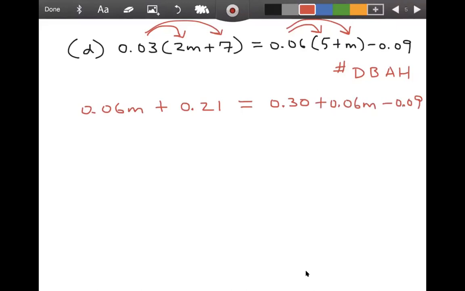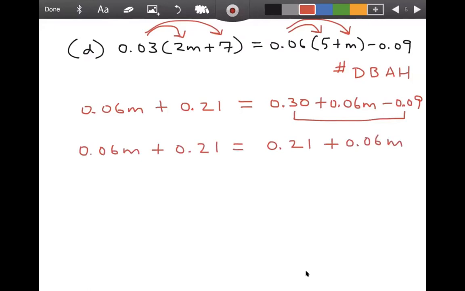Step 3 is where we combine like terms. There are no like terms on the left side, but there are on the right side. We have these two real numbers here with no variable attached. So 0.06m plus 0.21 equals 0.30 minus 0.09 is 0.21, and we'll keep the 0.06m. All right. Step 4 is where we put variables on one side, numbers on the other side.